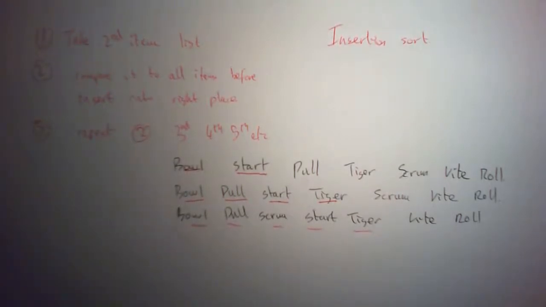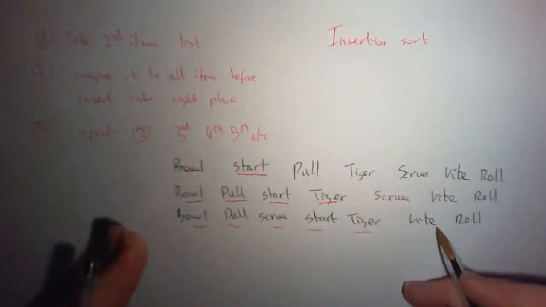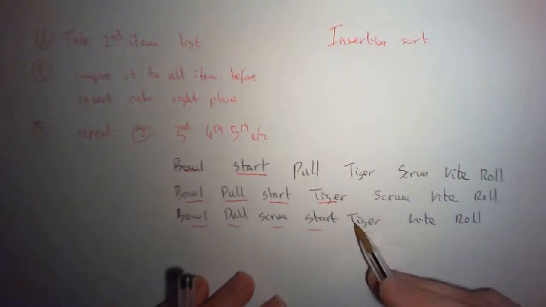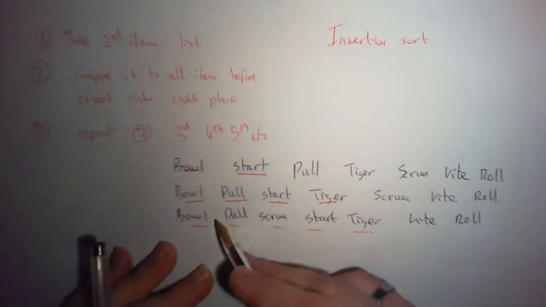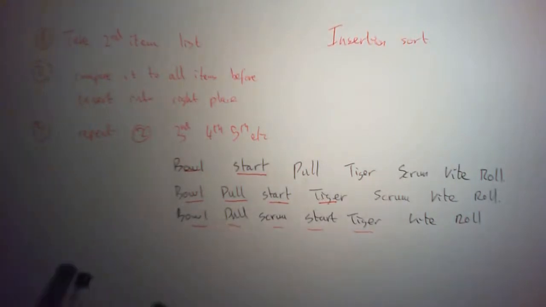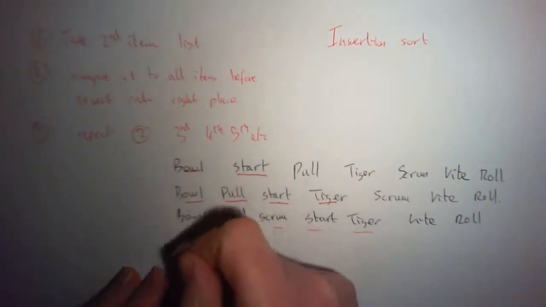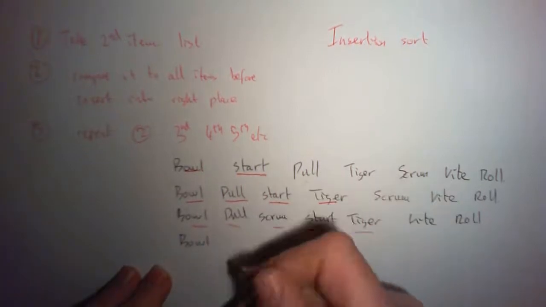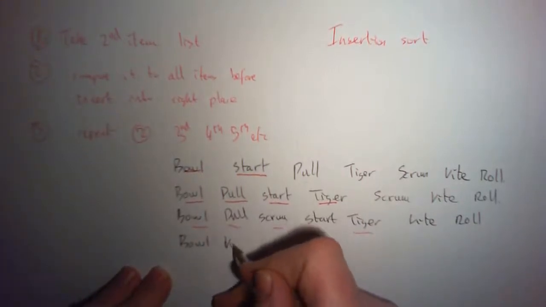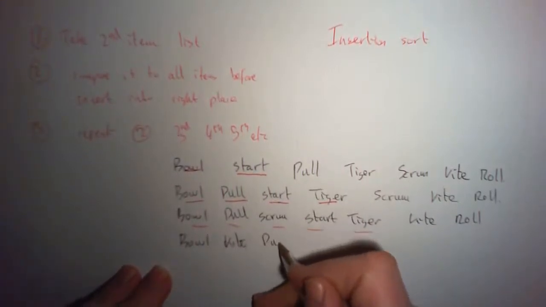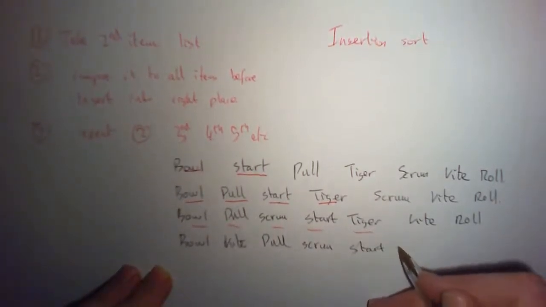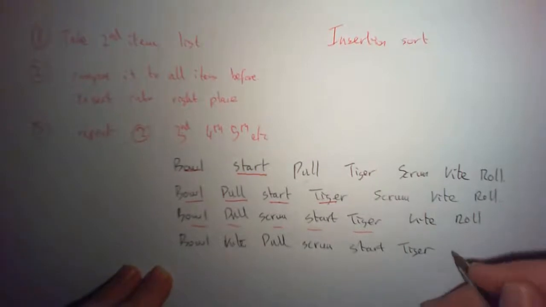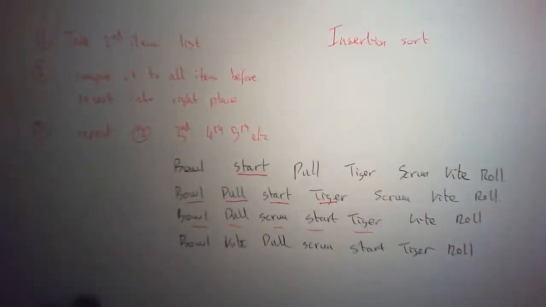The next one we have to look at is kite. So we look at the ones beforehand. It's definitely before there. It's definitely before there. It's definitely before there. And it's definitely before there. So we're going to pop in kite, inserting it between bowl and pull.